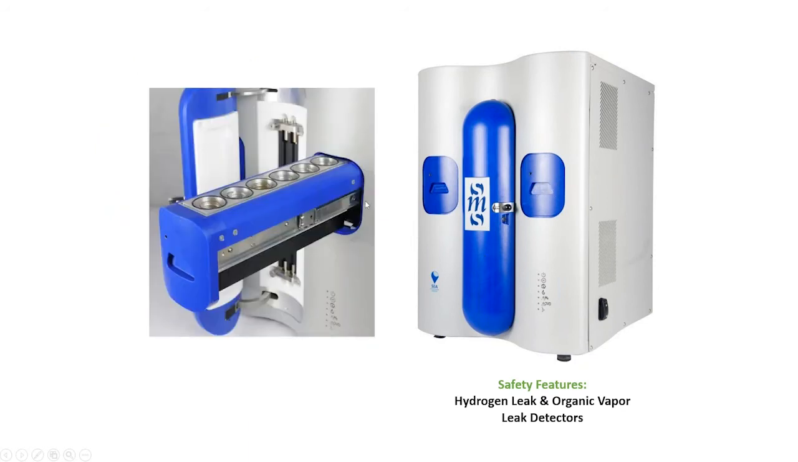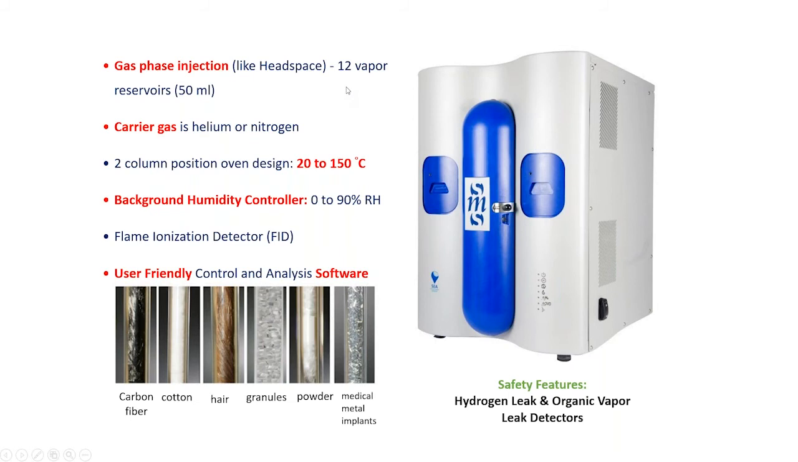In each vapor reservoir drawer, we can hold 6 vapor reservoirs of all different organic solvents, so we can have 12 in a system at any one time. What this will do is inject vapor from the headspace of these solvent reservoirs. It will introduce it through a column with our carrier gas.